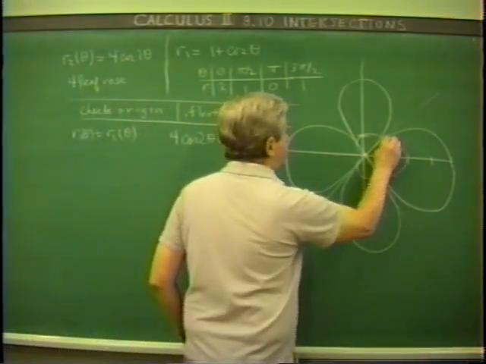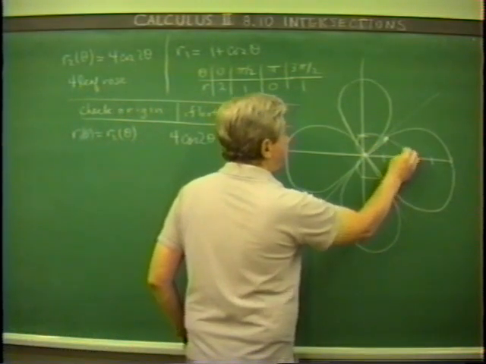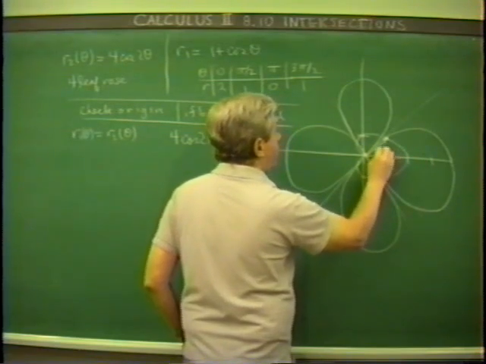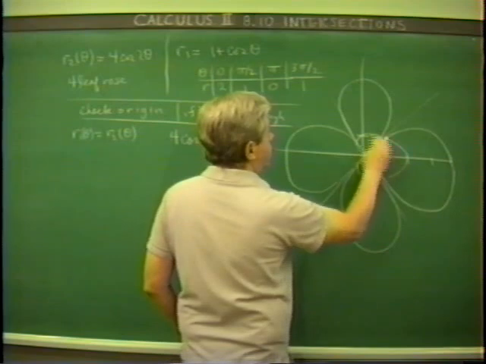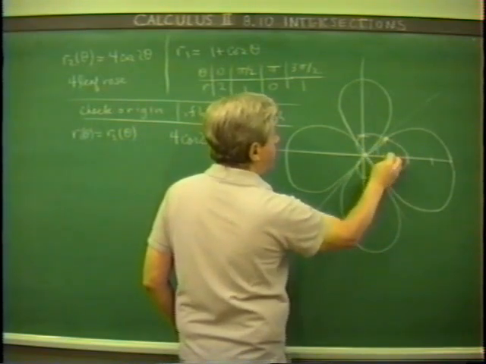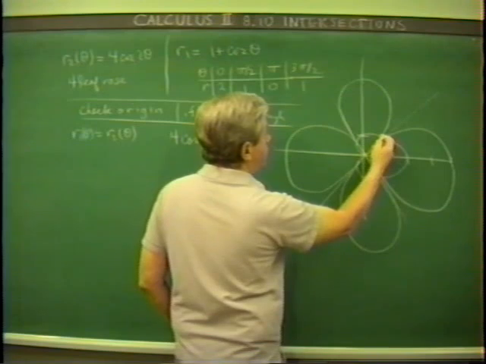We want to solve this for theta. I'll do this in a moment. The way to get the rest of the intersections, see, that's going to produce this intersection right here because this graph is over here at this value theta, and this one is over here at this value theta, and so that's where the intersection occurs.